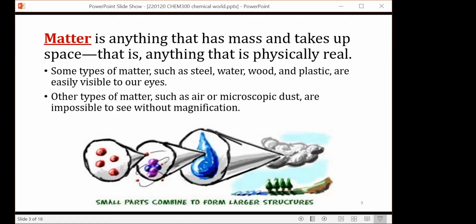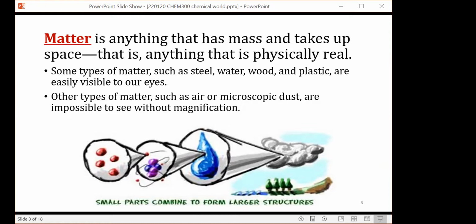So like steel, water, wood, plastic, these are all types of matter that are visible to our eyes. But there's other types of matter like air, microscopic dust, viruses, bacteria, teeny tiny things that we can't see without magnification, and those also count as matter.